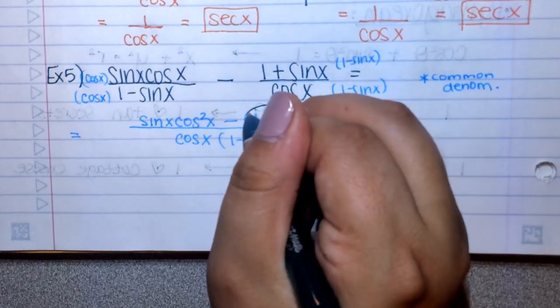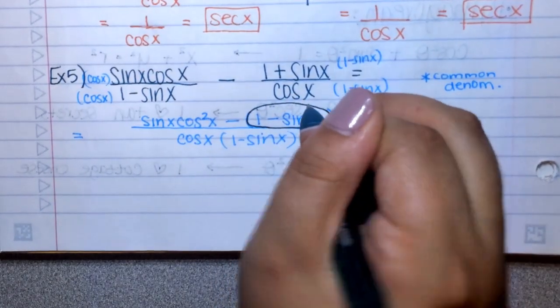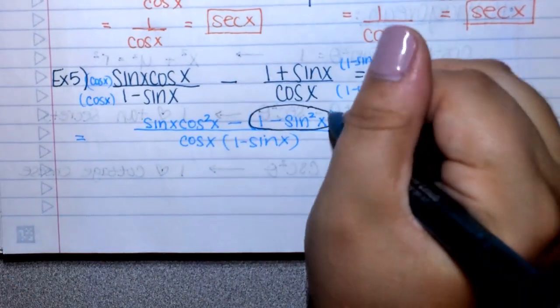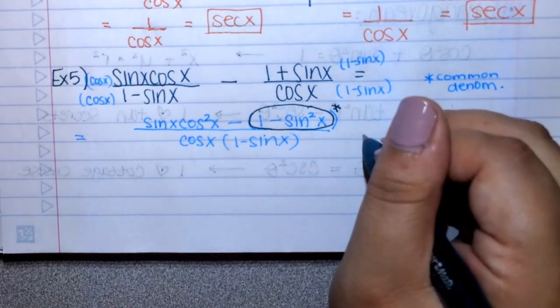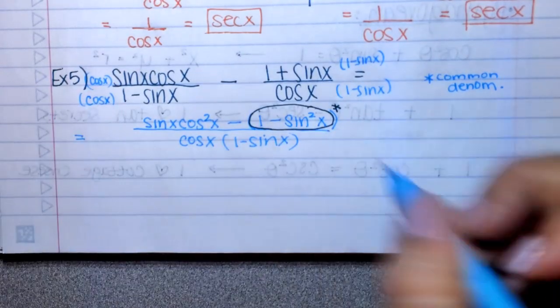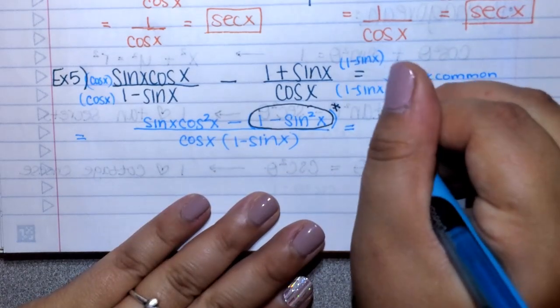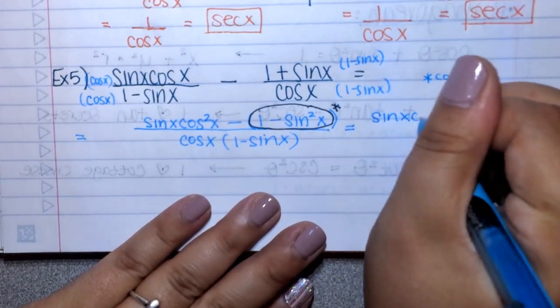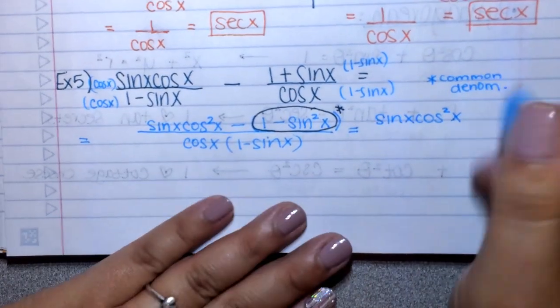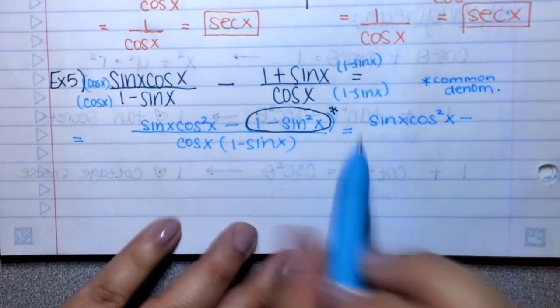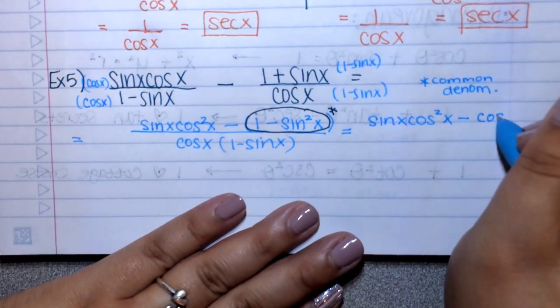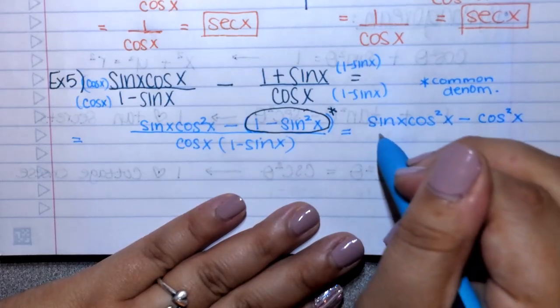Well, what do I know about 1 minus sine squared of x? I'm going to put a star next to it because that lets me know I just used a Pythagorean identity. So this is going to equal sine of x cosine squared x minus, what's that going to turn into? What's 1 minus sine squared x? Cosine squared x.